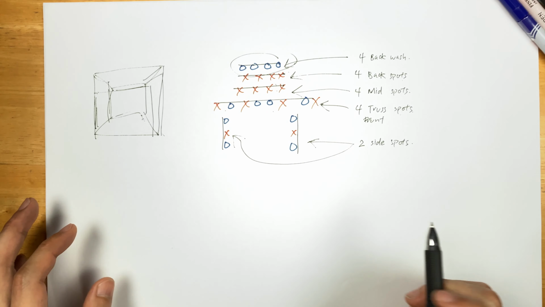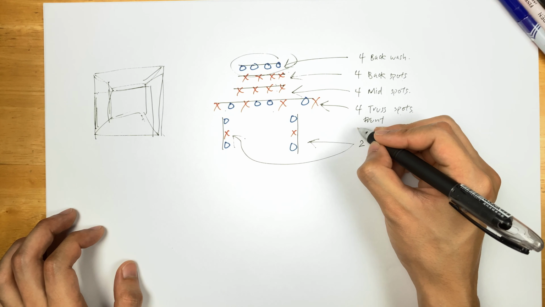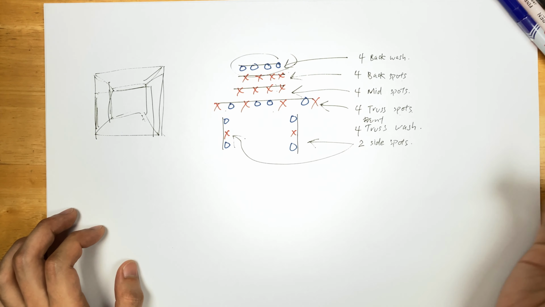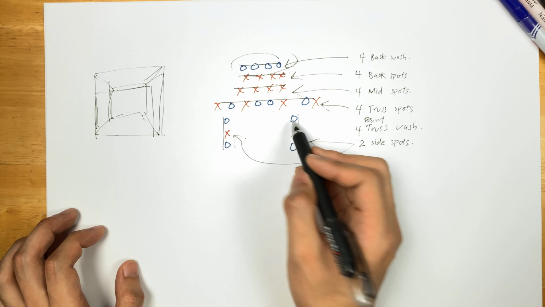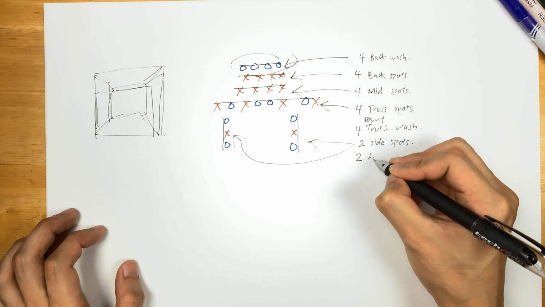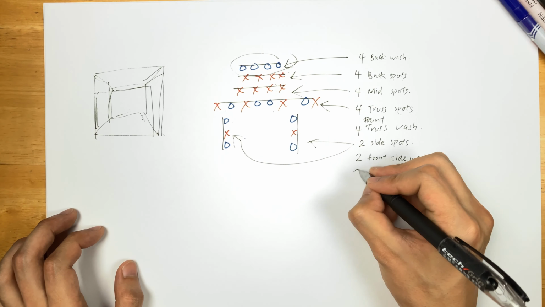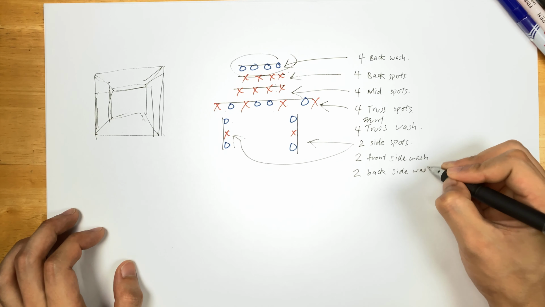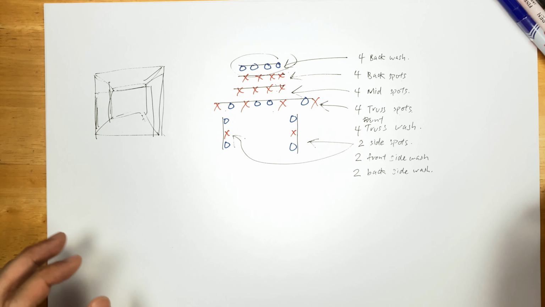So what am I missing? I'm missing the wash. Okay, 4 truss spots, and then 4 truss wash, or you can call it front wash also. And these two will be one set. 2 front side wash, 2 back side wash. Sounds like your rear end.